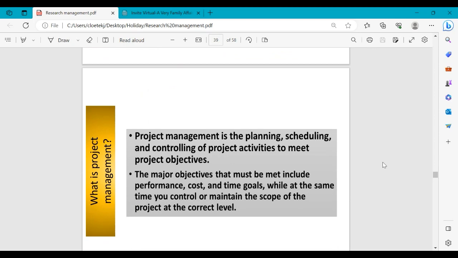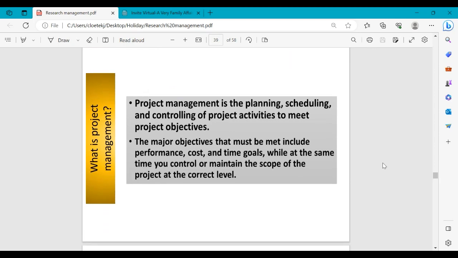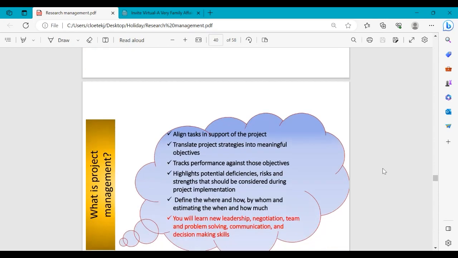Then project planning in general is planning, scheduling and controlling of project activities to meet project objectives. The major objectives that must be met include your performance. You want to finish in time. You want to use your budget effectively and your time effectively to reach your end goal, okay?